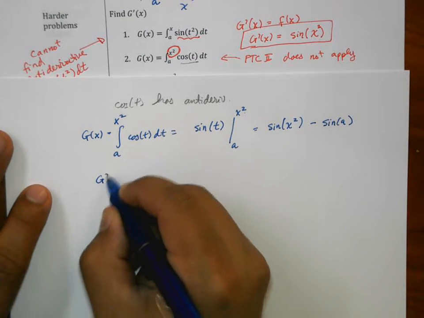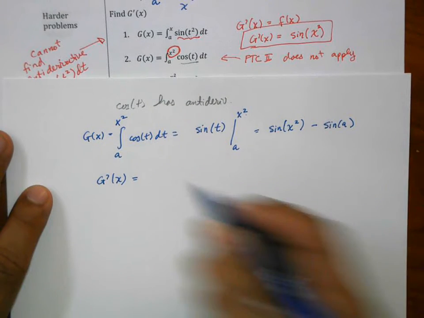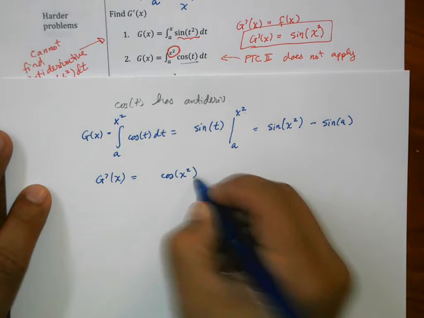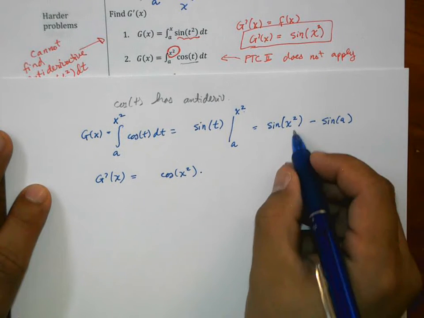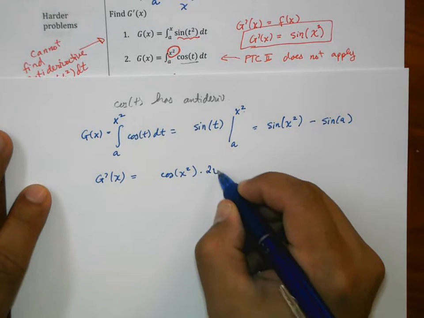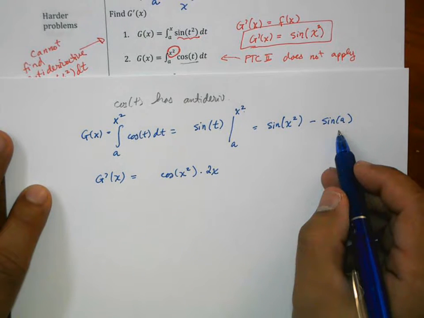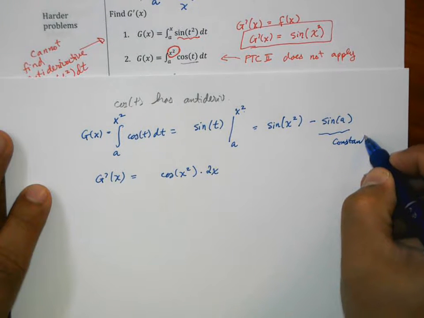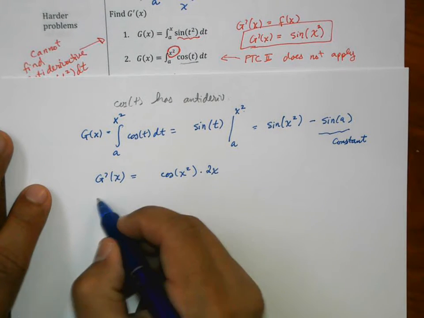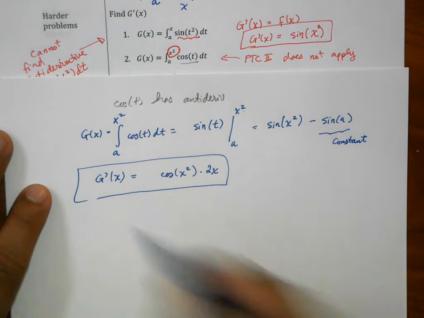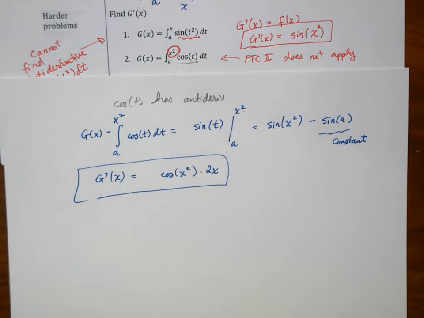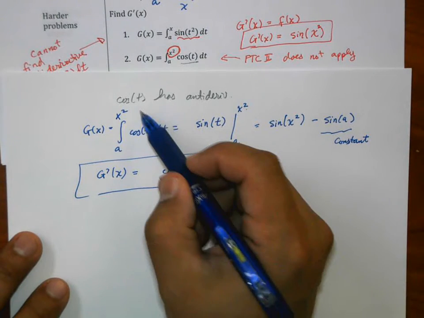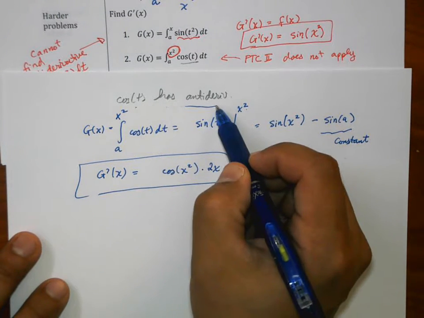So now we can find the derivative of this, which is equal to the cosine of x squared times the derivative of the inside function, which is 2x, plus 0, because this is a constant. Okay. And that's g prime. So that's really nice and straightforward, because we have this function that has the antiderivative.